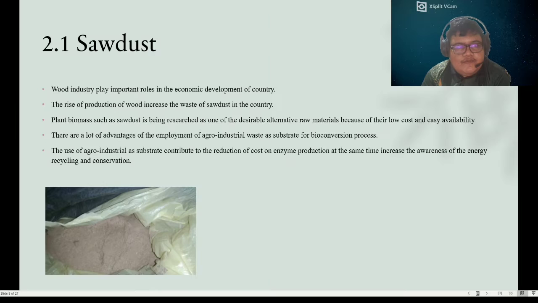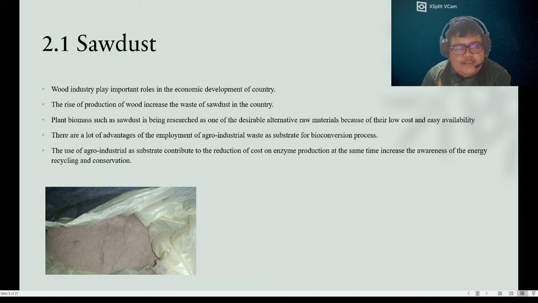Chapter 2, literature review. Okay. Sawdust. The wood industry plays an important role in the economic development of a country. The rise of production of wood increases the waste of sawdust in the country. Plant biomass such as sawdust is being researched as one of the most desirable alternative raw materials because of their low cost and easy availability.